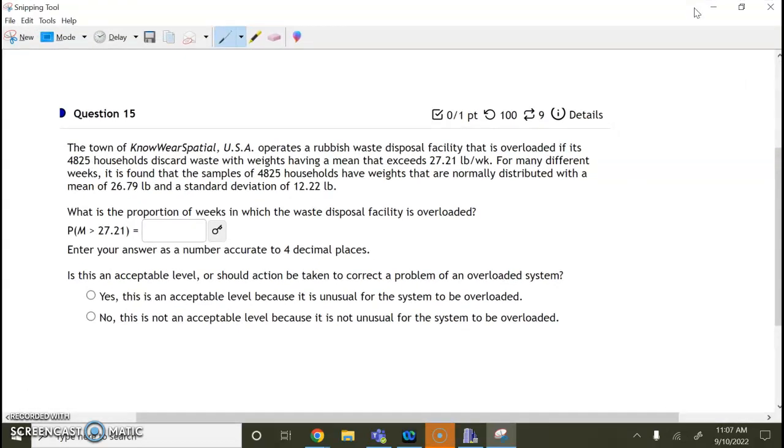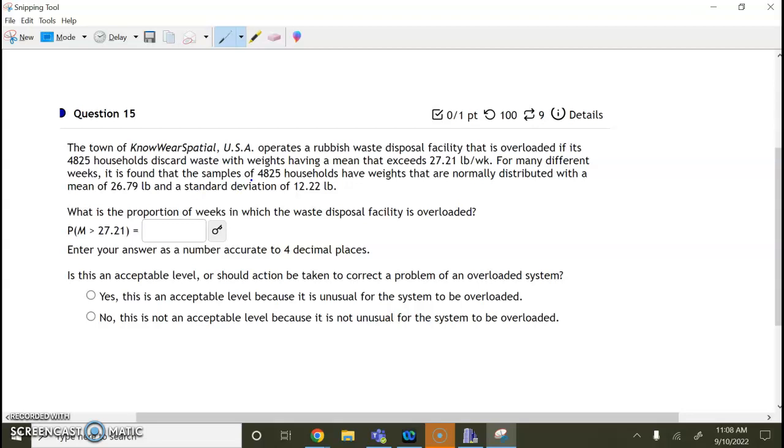We have the town of Nowhere, Spatial, USA, operating a rubbish waste disposal facility. It's overloaded if its 4,825 households discard waste with weights having a mean that exceeds 27.21 pounds per week. For many weeks, it's found that the samples of 4,825 households have weights that are normally distributed with a mean of 26.79 pounds and a standard deviation of 12.22. What's the proportion of weeks in which the waste disposal facility is overloaded? So it's overloaded if that mean is greater than 27.21.